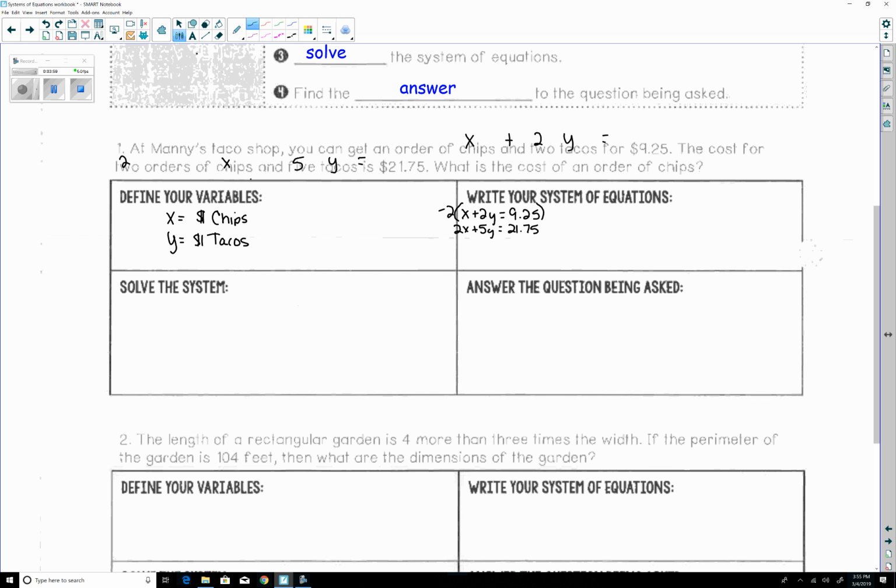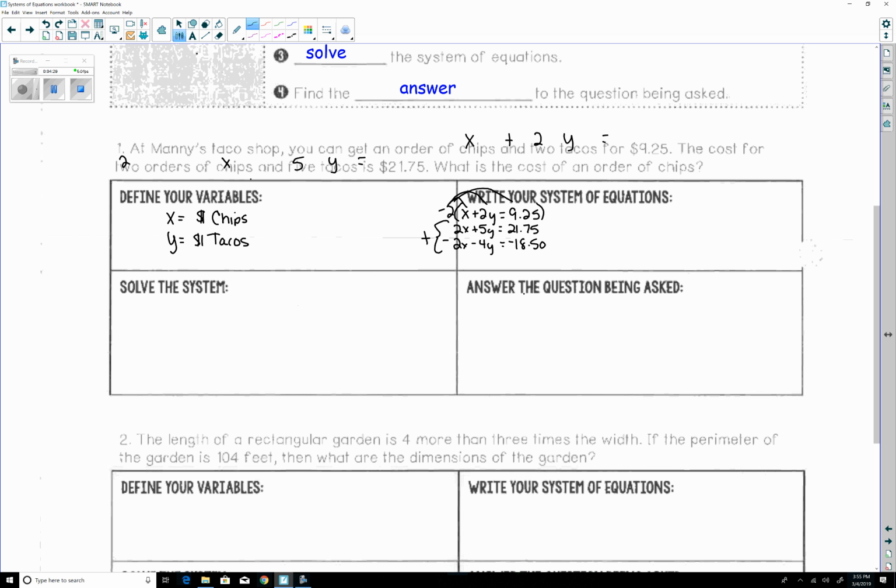So I'm going to do the multiplication really quick. I'll have -2x. I don't want a plus, I'm going to say negative. Oops, -2x minus 4y equals -1850. Now these are the 2 equations that I can now add together.